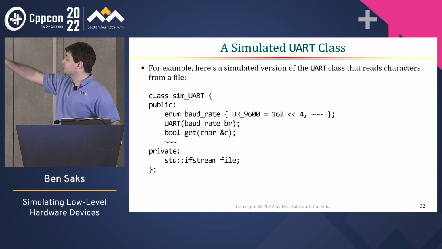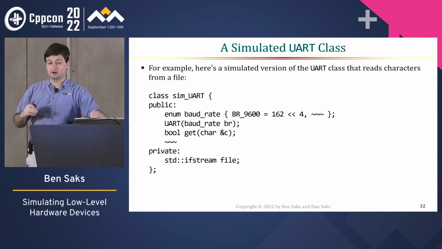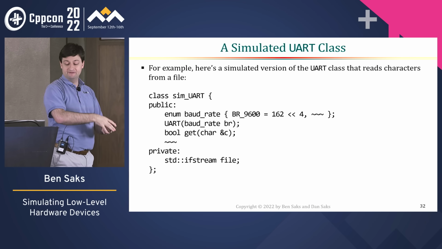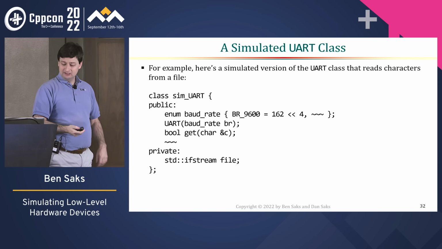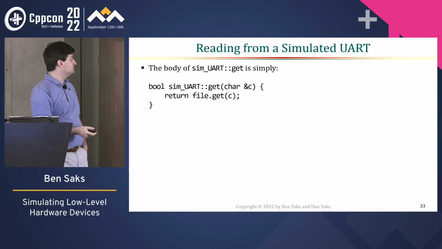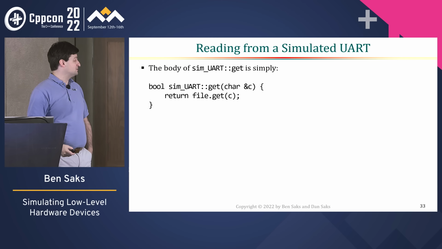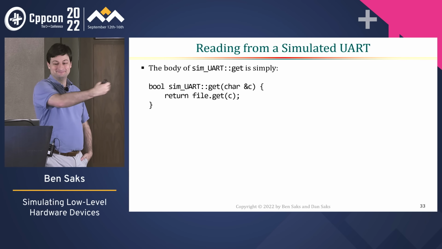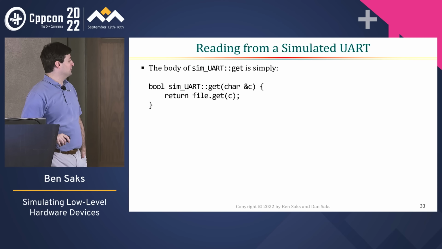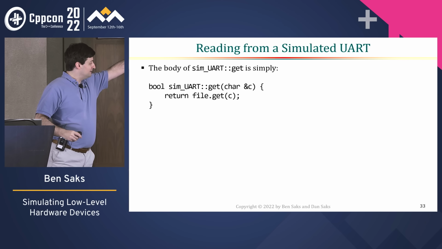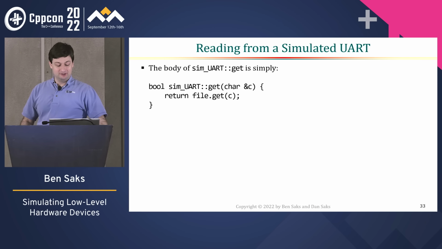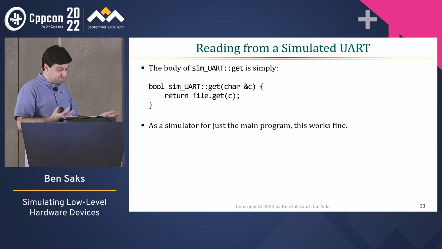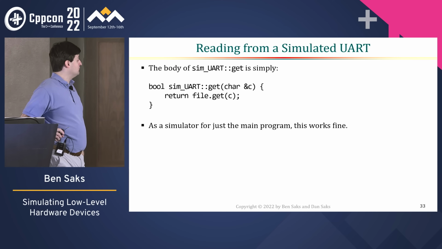So here, for example, I've written a simulated version of the UART class that reads its characters from a file rather than receiving them in from the hardware. And then here is the get function. It can look as simple as that. Again, it's based on how that get function works for iStreams, so no surprise, I can just call that one function right here. And if we're just talking about wanting to be able to create an environment where the main function can run, that might work just fine.